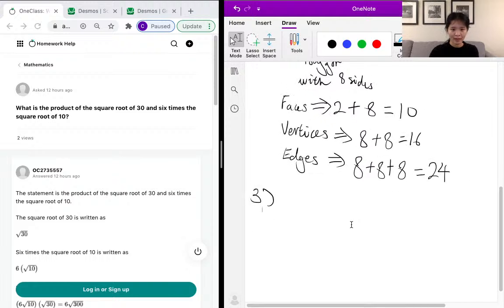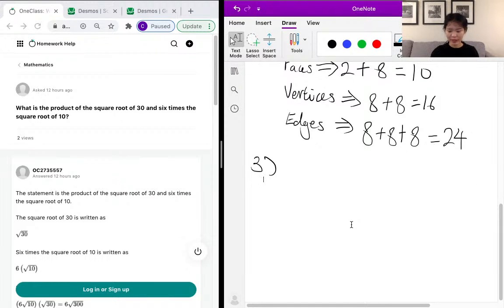Okay, cool. Now let's go to our next problem, or our next popular question that was asked. Our next problem over here is asking us, what is the product of the square root of 30 and 6 times the square root of 10?